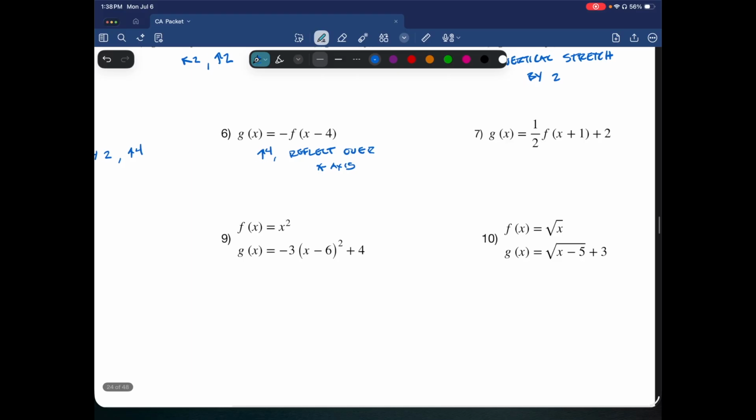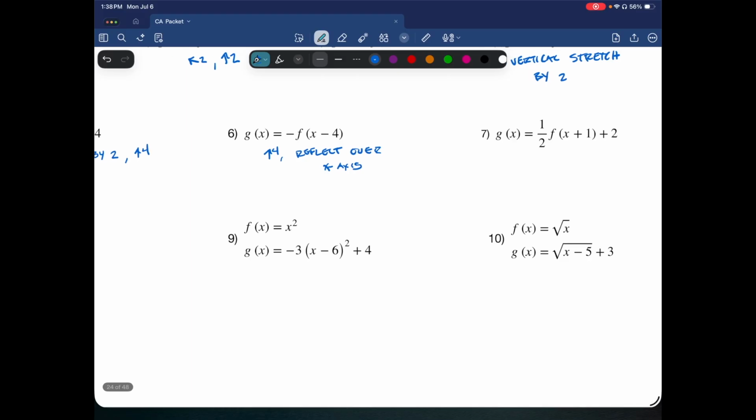On number 7, I got a 1/2 out front. I got a plus 1 on the inside, a plus 2 on the outside. So the plus 1 says I'm going left 1. The 1/2 says I'm going to do a vertical shrink by 1/2, and then up 2.